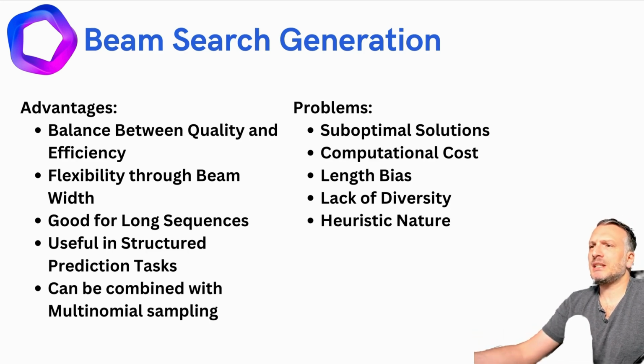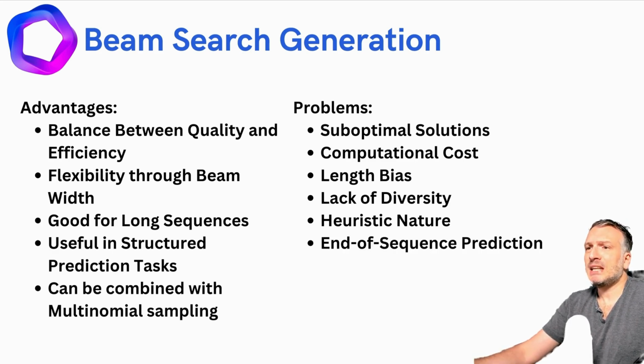It is heuristic in nature. As a heuristic algorithm, beam search does not always provide guarantees about the quality of its results. The performance can vary significantly depending on the specific task and data. Deciding when to end the sequence can be challenging. If the model decides to predict the end of sequence token, it can truncate a potentially good sequence.